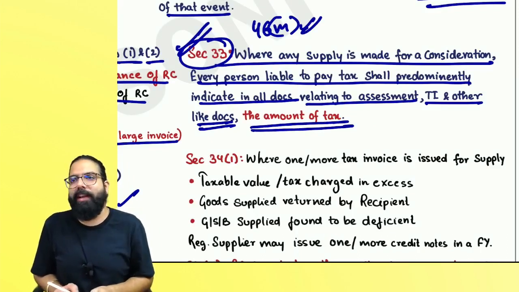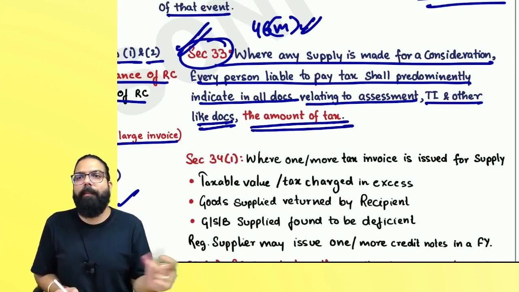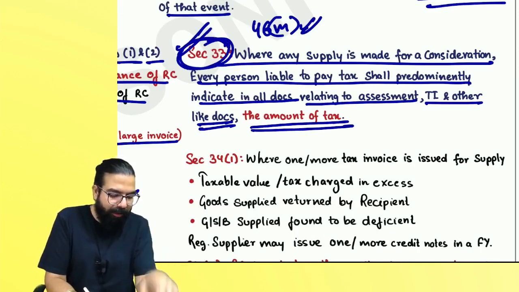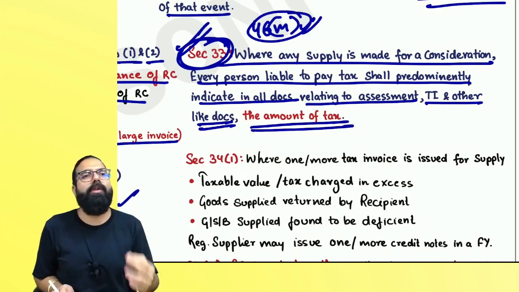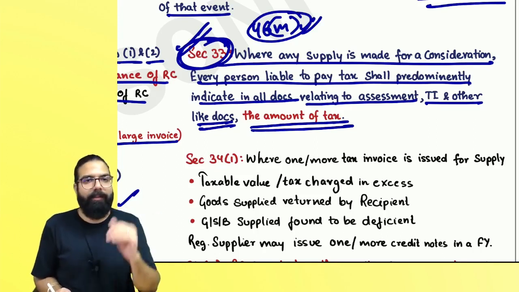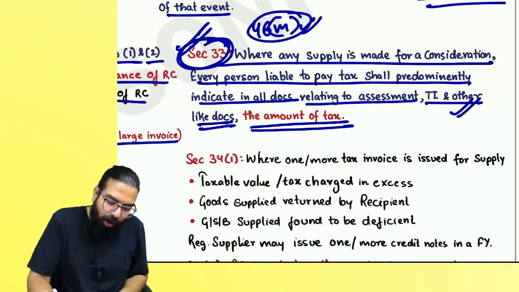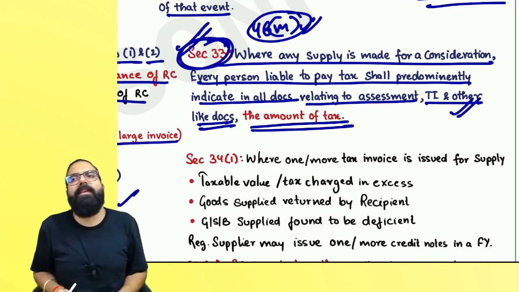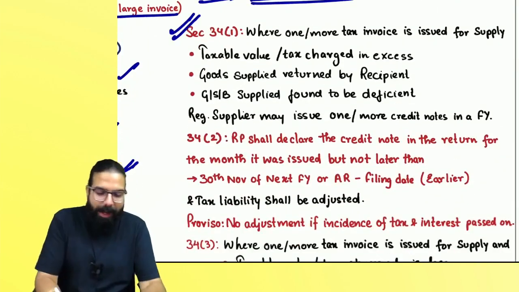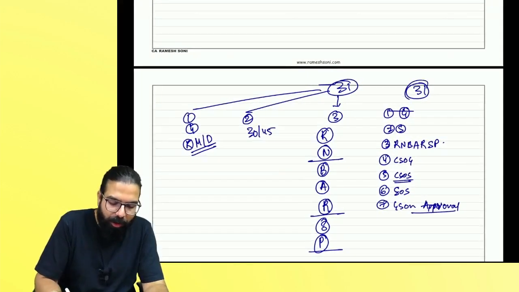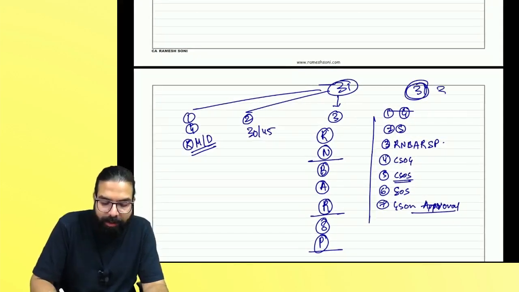Is my point clear? In the exam, if they ask you, remember you have to talk about section number 33 and also rule number 46M, because both of them say that the amount of tax should be shown in the invoice. Section 33 talks about all other documents also. Rule number 46M talks about only the invoice. The next one is section number 34. I told you section number 31, which told about various invoices, and 32.